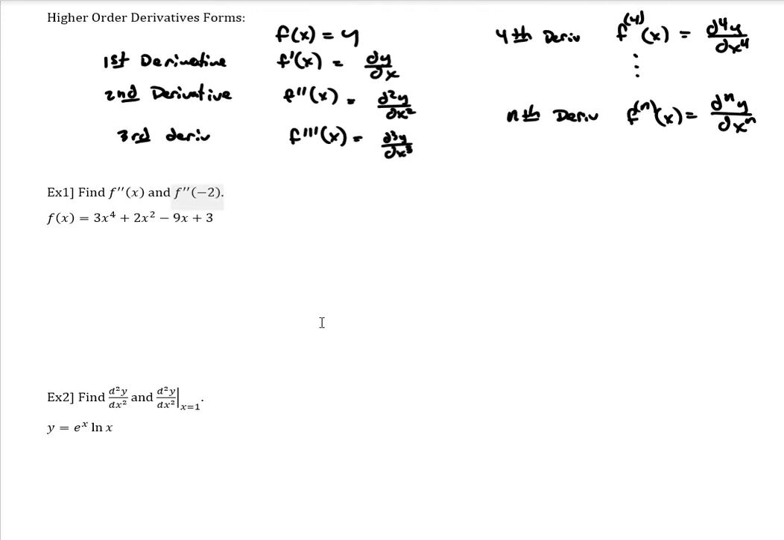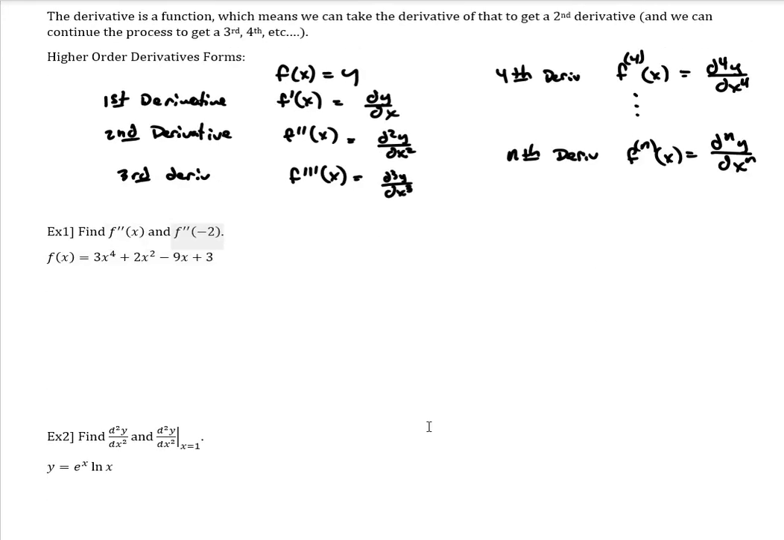Before we do any applications, let's go ahead and do the derivatives of a couple of problems. In example 1, it wants us to find the second derivative, and then it wants us to evaluate. Let's go ahead and find this double prime first. Well, first thing you need is the first derivative. So f prime of x is needed. This is just the power rule for the first term, so 12x cubed. The second term is also just the power rule, so plus 4x minus 9. And that's the derivative.